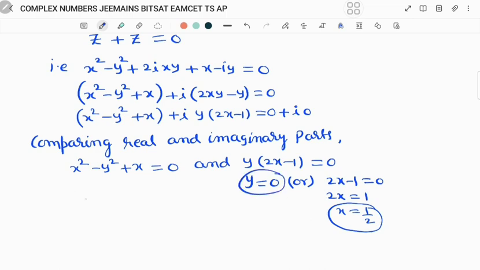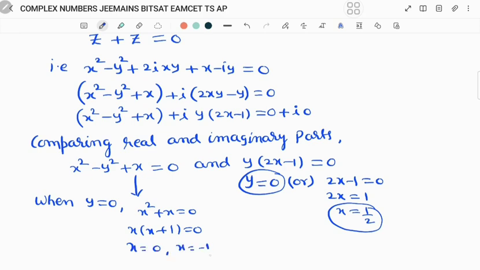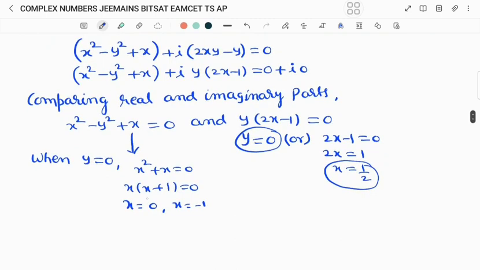So now, when y equal to 0, from this what comes here: x square plus x equal to 0, x into x plus 1 equal to 0, so x equal to 0 or x equal to minus 1. So total here, how many values are we getting? So x equal to 0, x equal to minus 1, y equal to 0, and x is equal to 1 by 2.